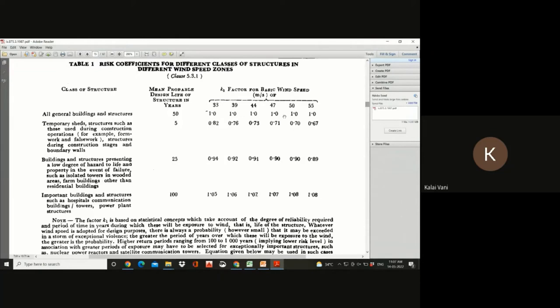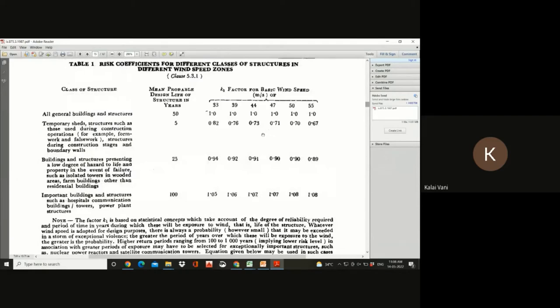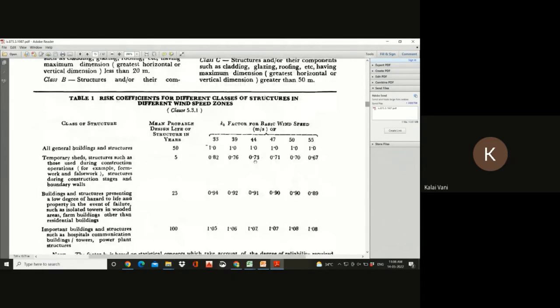For a general building, by default, you can take 50 years. If it is a very temporary shed, you can go for the second category, right? And for very important buildings, like hospital buildings and power plants, you can take the design life of the structure as 100. But for all general buildings and structures, you can consider the life of the building as 50. And here you need to match it with your basic wind speed. For 47, your K1 is 1. Noted.